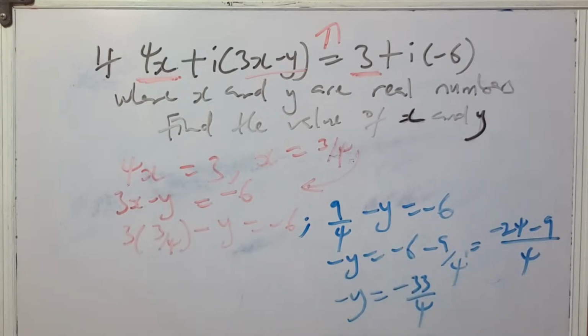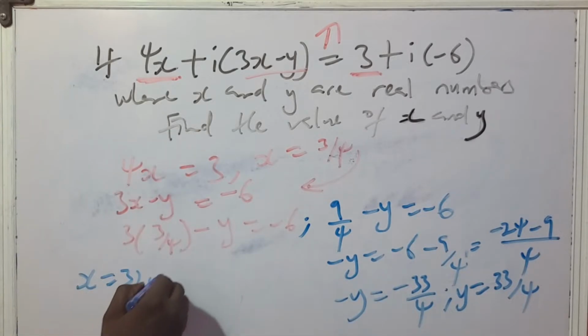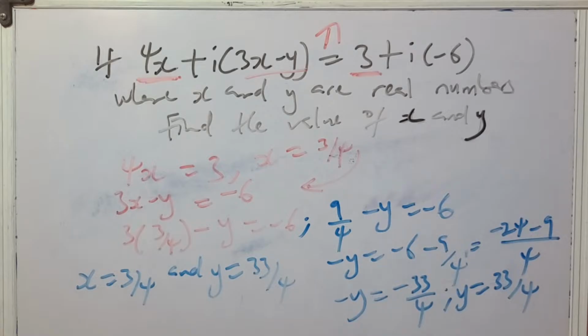If you multiply both sides by minus, you'll see that your y will equal 33/4. So this means our x is 3/4 and our y is 33/4. So you can see a practical example for solving a question like this where you have equality of complex numbers. All right, let's move on to the next thing now.